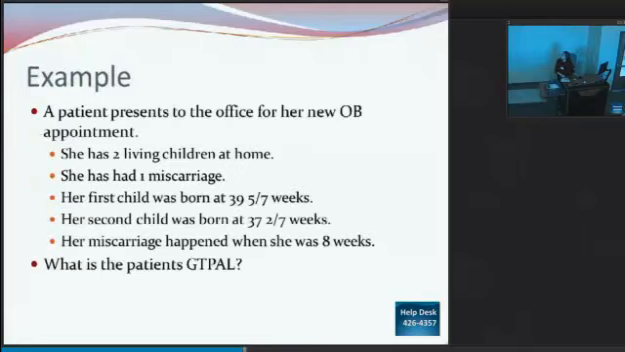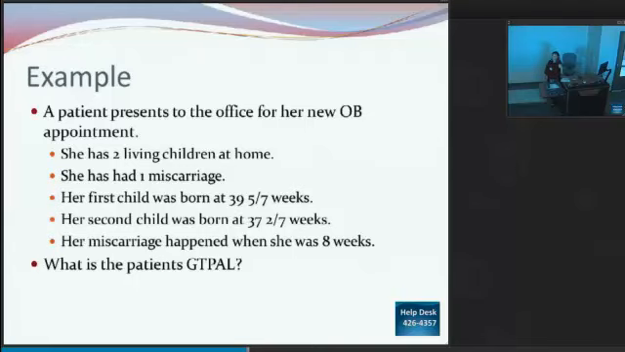So I have a little quiz for you. I want you to try to figure out what her gravida and parity is on this one. A patient presents to the office for her new OB visit. She's currently pregnant. She has 2 children at home. She's had 1 miscarriage. Her first kiddo was born at 39 weeks and 5 days. Her second child was born at 37 weeks, 2 days. And her miscarriage happened when she was about 8 weeks. So what's her gravida? 4, right? Because she's currently pregnant, she has the 2 kids, and she had the 1 miscarriage. So she's been pregnant 4 times.